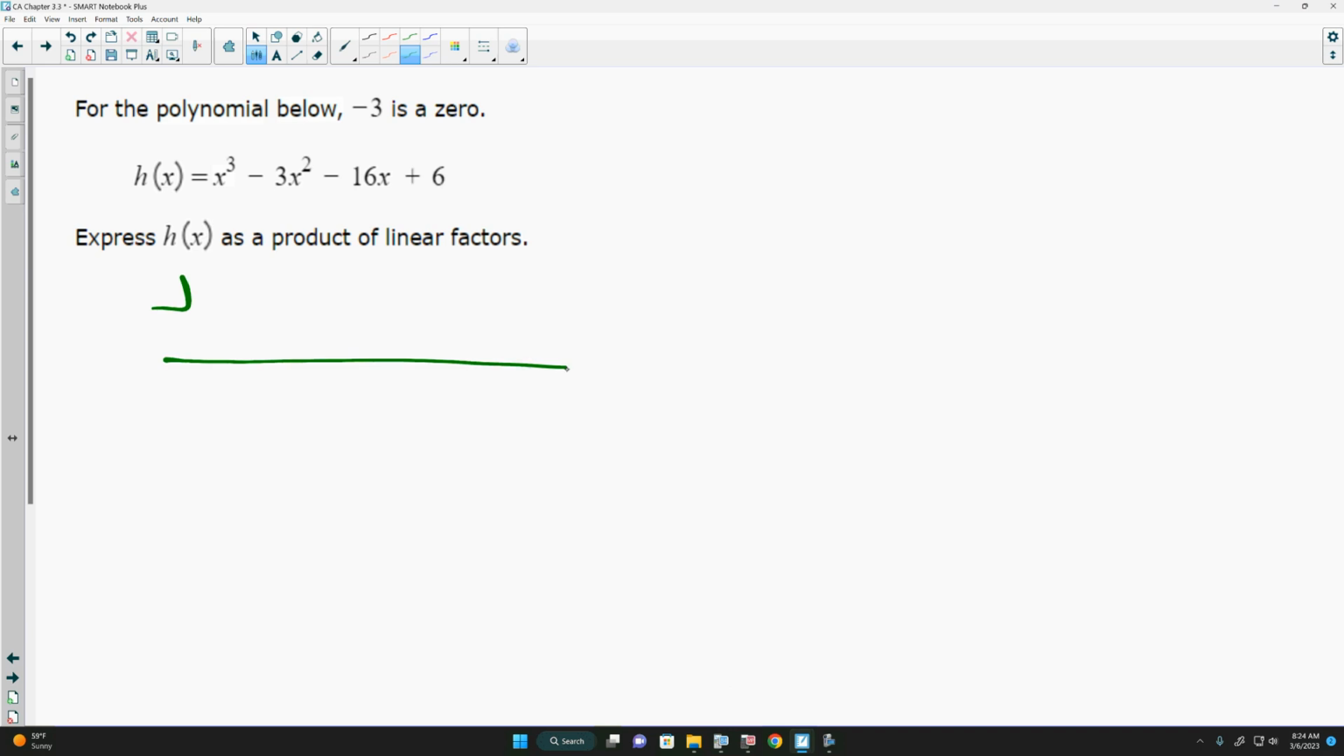So this time we have to do the synthetic division first. So negative 3. 1 for x to the third, negative 3 for x squared, negative 16 for x and 6. Bring down the 1. Negative 3 times 1 is negative 3. Negative 3 plus negative 3 is negative 6. Negative 3 times negative 6 is positive 18. Negative 16 plus 18 is positive 2. Negative 3 times 2 is negative 6, and 6 plus negative 6 is 0.